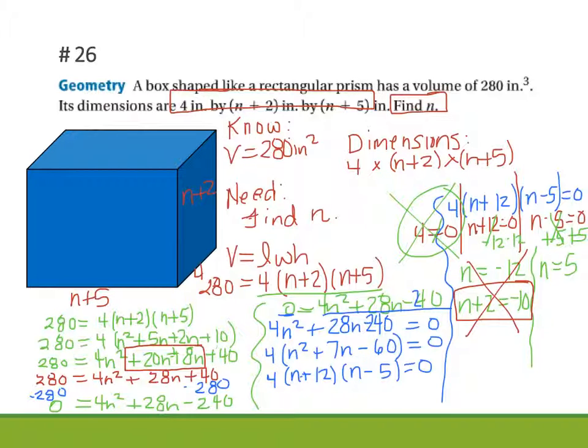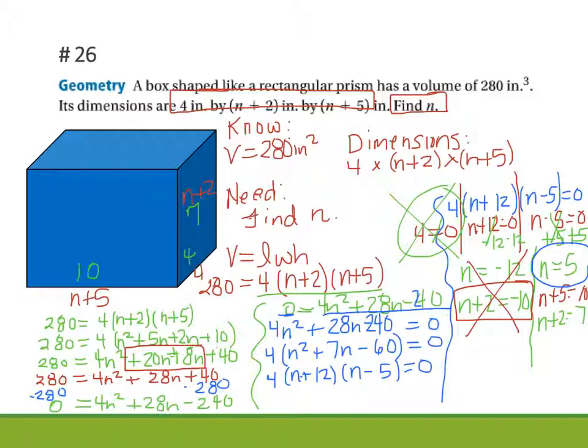But what about 5? Can n equal 5? Well, if I put that 5 into all my dimensions, then n plus 5 would be 10, which means that this dimension here would be a 10. And then n plus 2 would equal 7. So that means that this guy over here is a 7. And then, of course, this is a 4. And all of those numbers make sense. So n equals 5 is the solution to my equation.